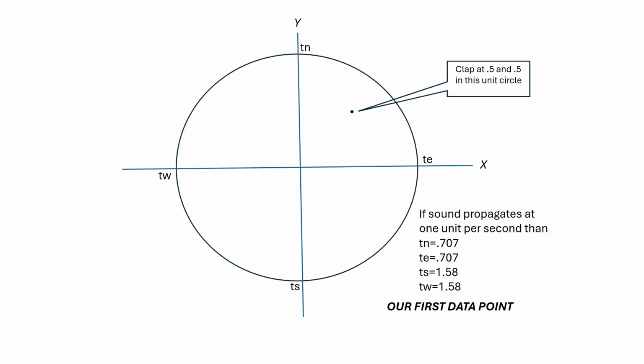Now let's see if we can start with one data point. Let's say we clap the hands at x of 0.5 and y of 0.5 on this unit circle. If the sound propagates at 1 unit per second, then the north microphone delay is 0.707, the east is 0.707, south is 1.58, west is 1.58. That's just basic geometry, and that would be our first data point.